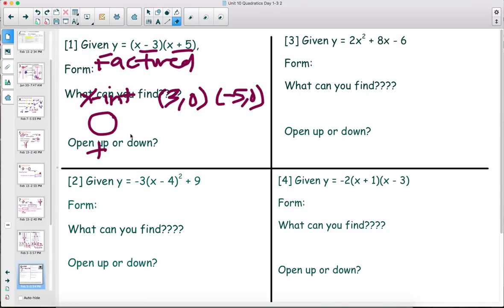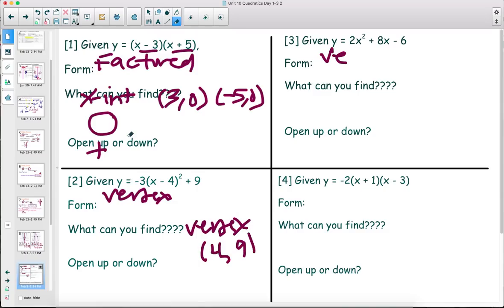So, all right, the second one is vertex form. I lied, it's not vertex form. It is, but I'm writing on the wrong one. The second one is vertex form. And what we can find then is the vertex. And on this one, the vertex then is right 4 and up 9. So it's (4, 9). And this one opens downwards because it's a negative in front.